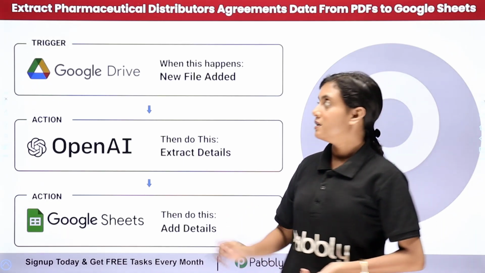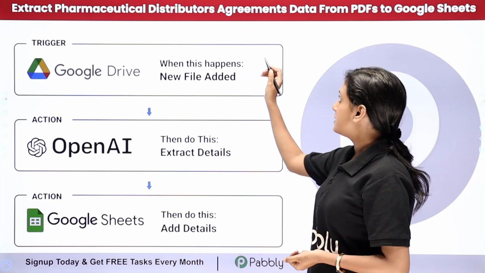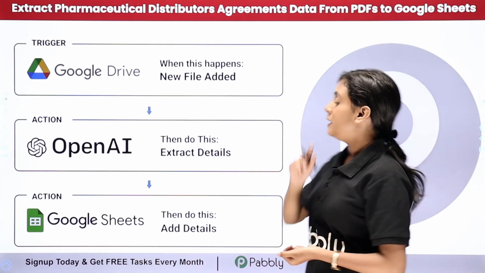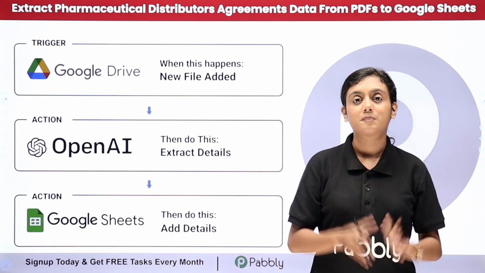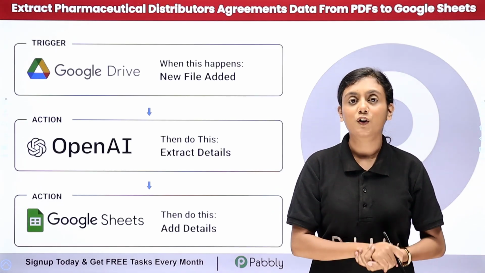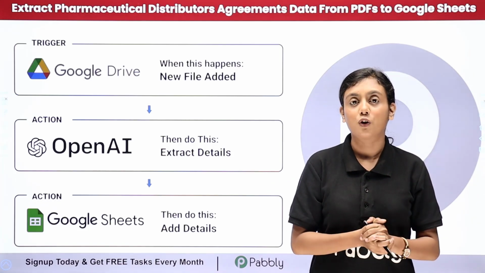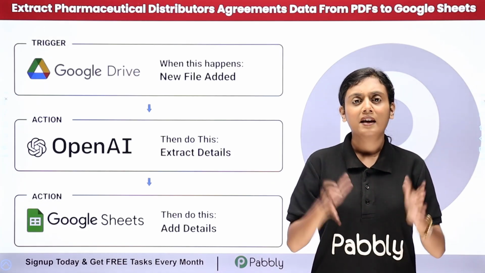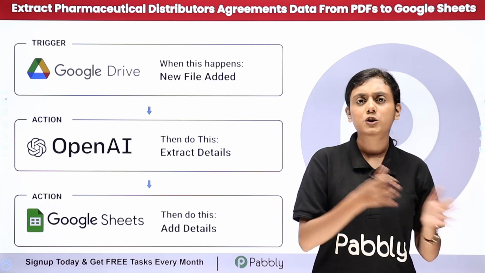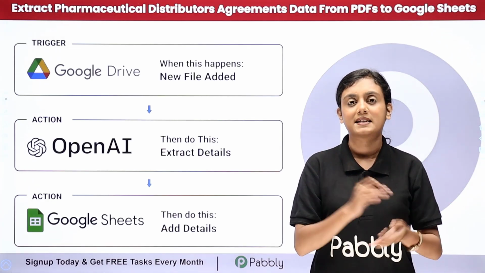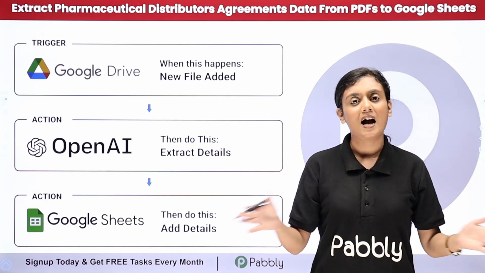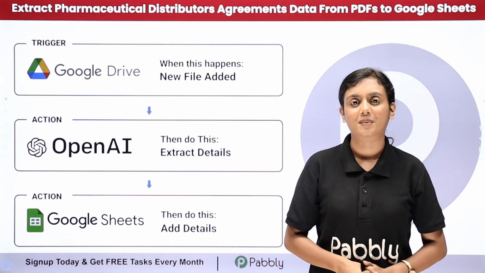In this video, we're going to learn how to extract pharmaceutical distributors' agreements data from PDFs to Google Sheets. So I am an owner of a pharmaceutical distributor business and I receive a lot of agreements, and I have to manage a lot of agreements in my business. Now, taking out the data from individual agreements and adding it in Google Sheets manually is a very time consuming and hectic task. So to solve this problem, I have created an AI agent using Pabbly Connect.